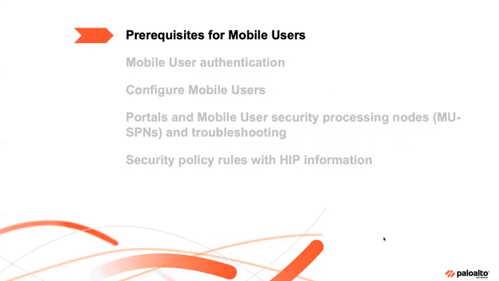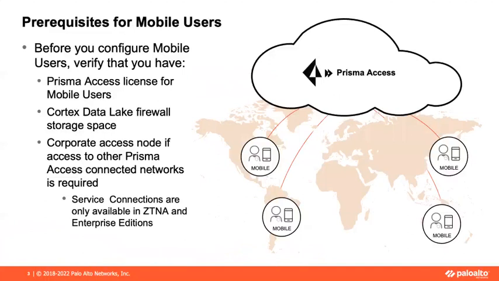But first of all, there are a few things that you're going to need, licensing and things like that, in order to deploy the mobile user solution with Prisma Access. There are licenses for mobile users. There are some just for remote network users, some just for mobile users, and some for everything. You'll need your Cortex Data Lake subscription.